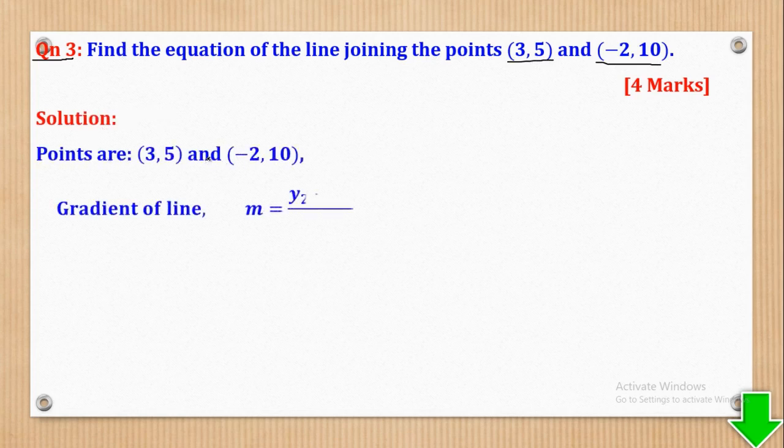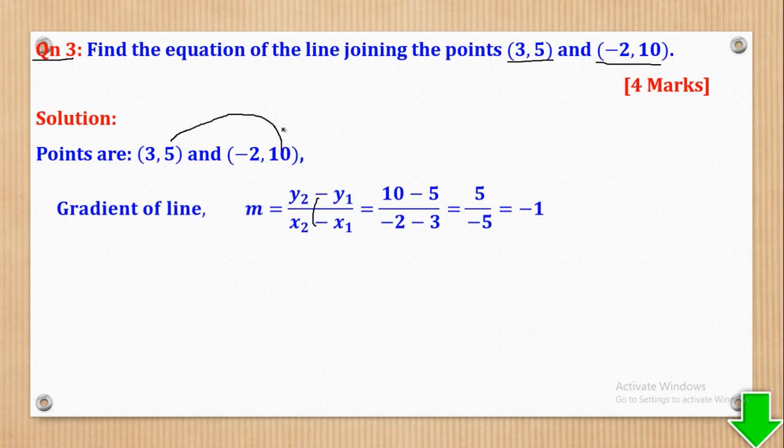The first thing to do is to get the gradient of the line. So the gradient is change in y over change in x. So change in y will be 10 minus 5, which is there. Then the change in x will be -2 minus 3, which is here. After that, 10 minus 5 is 5, -2 minus 3 is -5. So when I divide 5 by -5, I'll come up with -1 as my gradient.